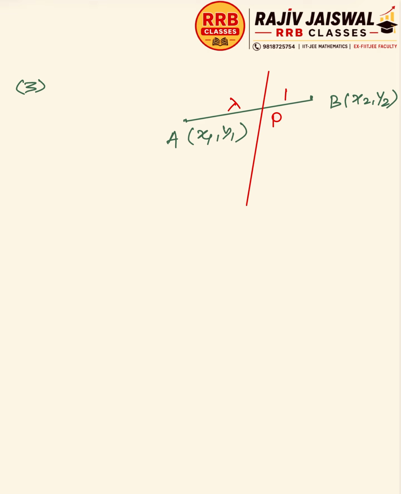So we can use the section formula. Suppose this line, the red line, is the x-axis. Then the x-axis will divide it in the ratio minus y1 upon y2. We can directly remember this result. And the y-axis will divide the line segment joining A and B in the ratio minus x1 by x2.